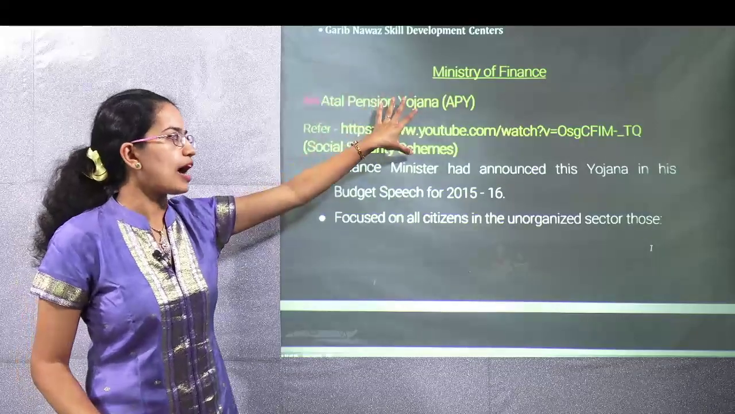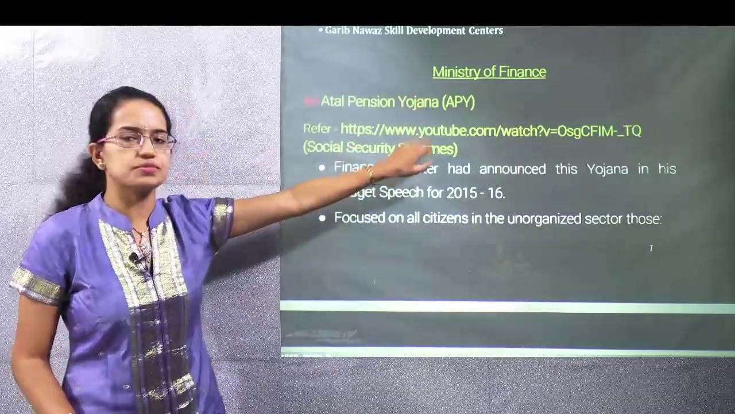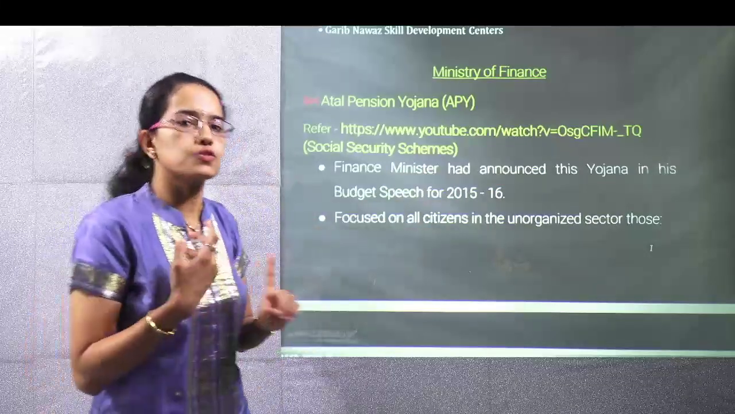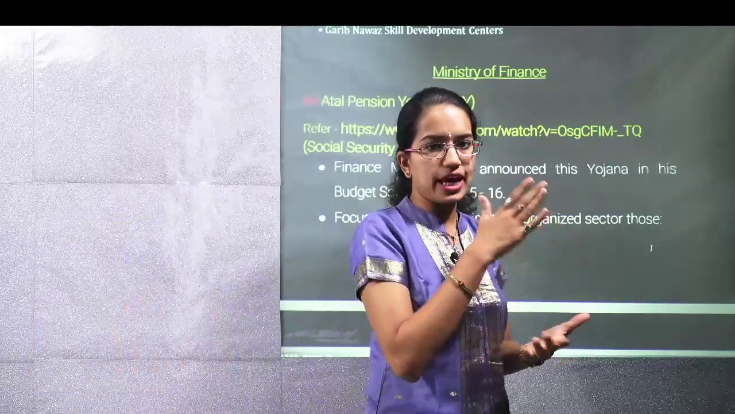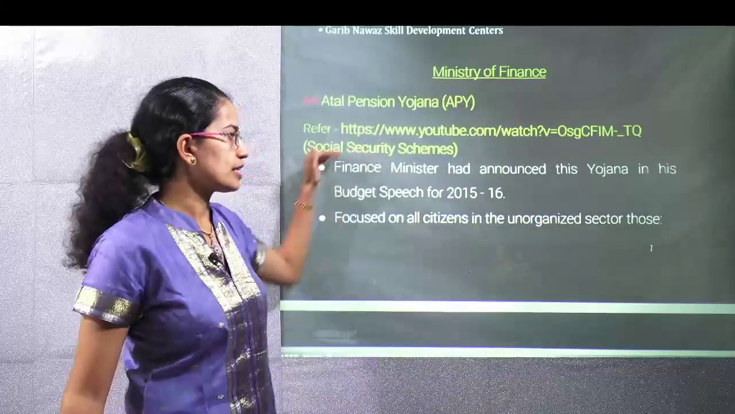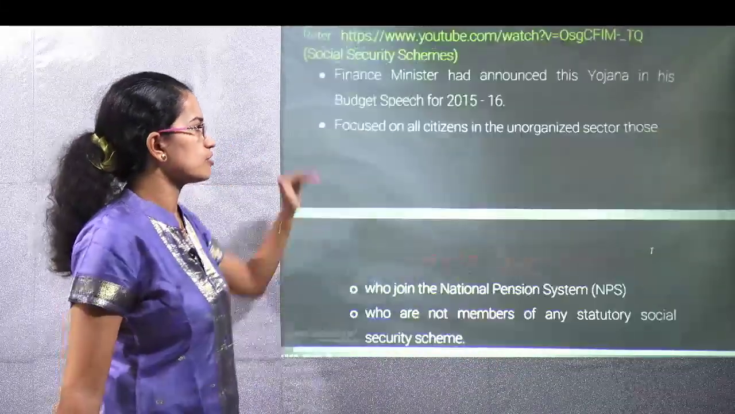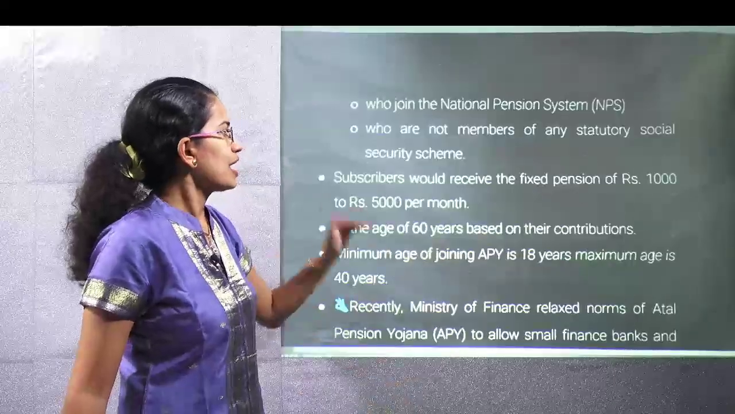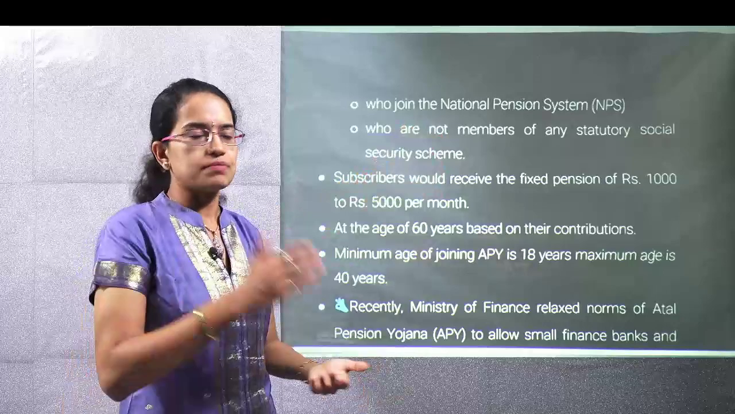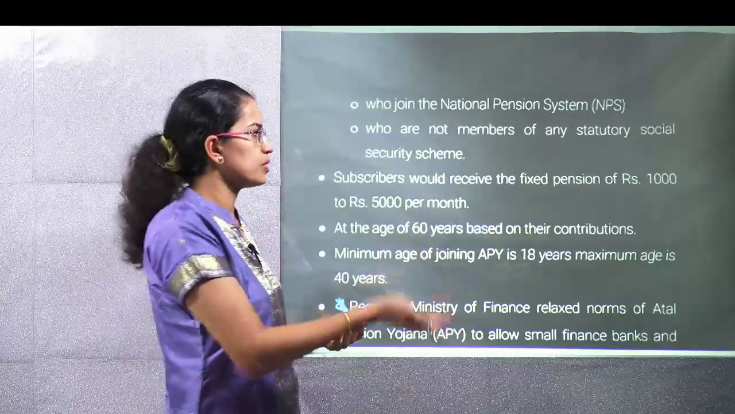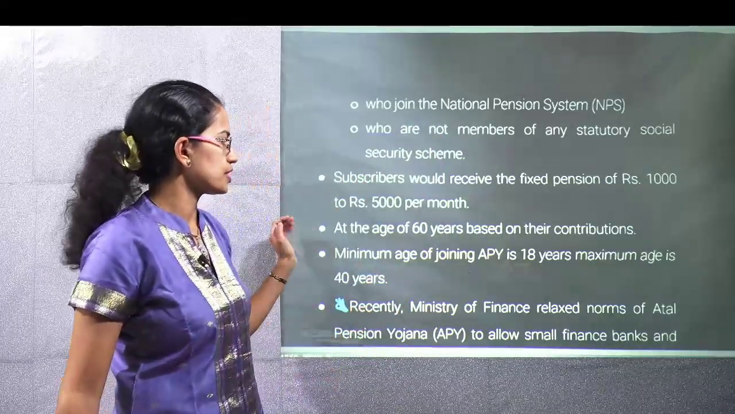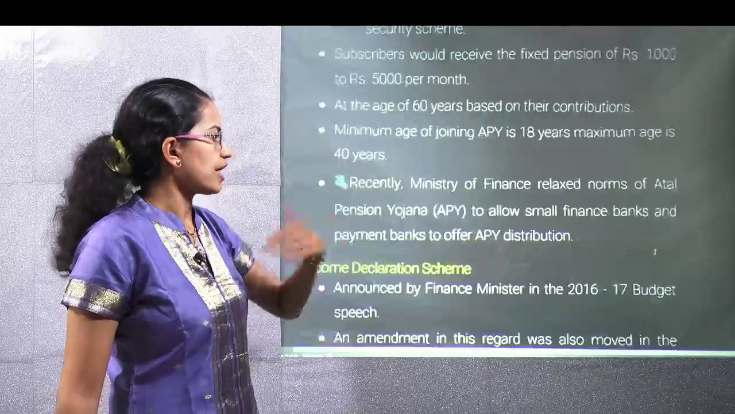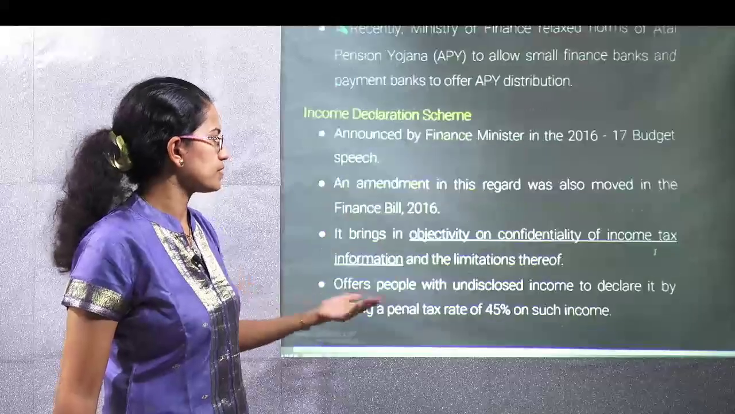Now all these we have covered under the social security schemes in one of the lectures. Social security schemes in India are very important, and specifically, as I said, for your mains. So all the key points here must be very clear. This scheme was announced in the budget speech of 15-16. Who can join it? The NPS members and the people who are not members of any other social security scheme. The age limit to join is a minimum of 18 years to 40 years, and after 60 years you would start to get the benefit of that scheme.